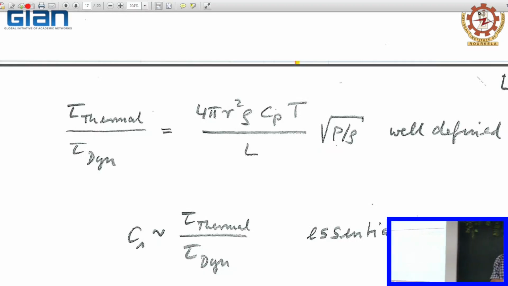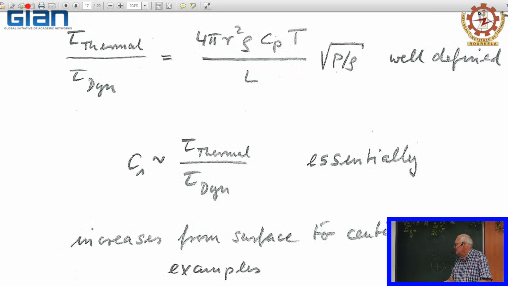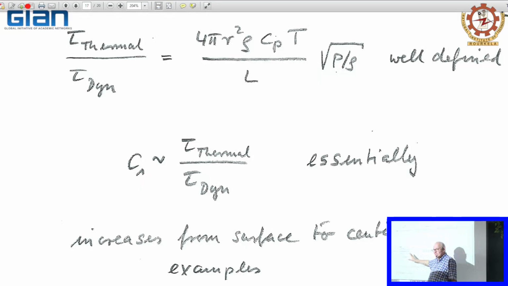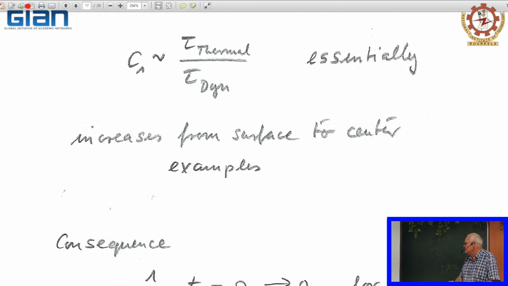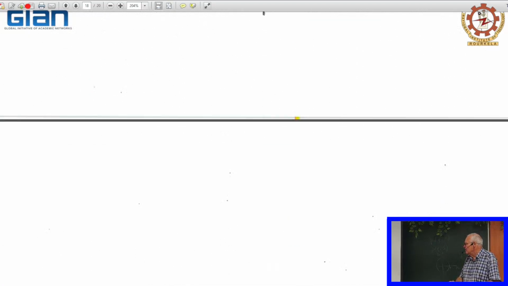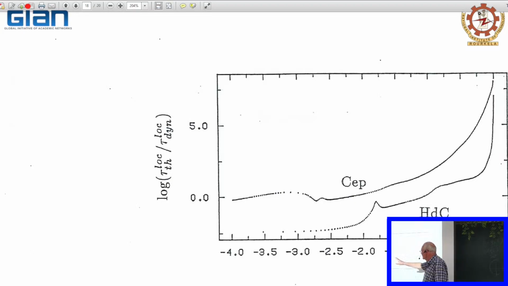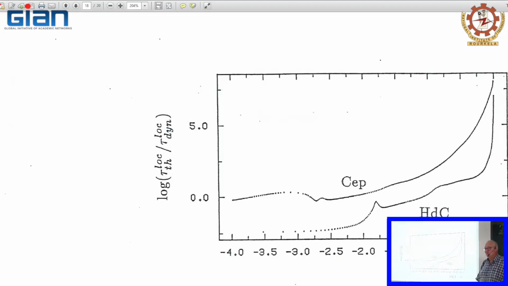Let us perhaps at this position give some examples. In general, this ratio is small close to the surface of the star, and it increases once we go into the star. I would like to give you some examples for the run of the ratio of thermal to dynamical timescale. Here we have the logarithm of this ratio for two different stellar models. One of them is a Cepheid, and the other one is a hydrogen-deficient carbon star.